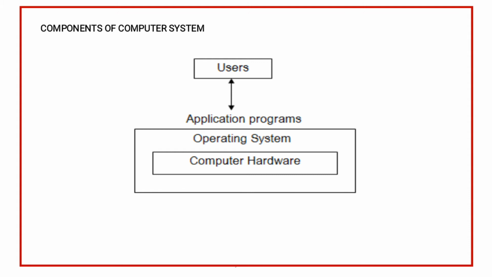The resources like CPU time, memory space, file storage space, input-output devices are allocated to the programs and users by the operating system. An operating system can be viewed as a control program. It controls the execution of user programs to prevent errors and improper use of the computer. Operating system makes provision for security and confidentiality of information to the users.